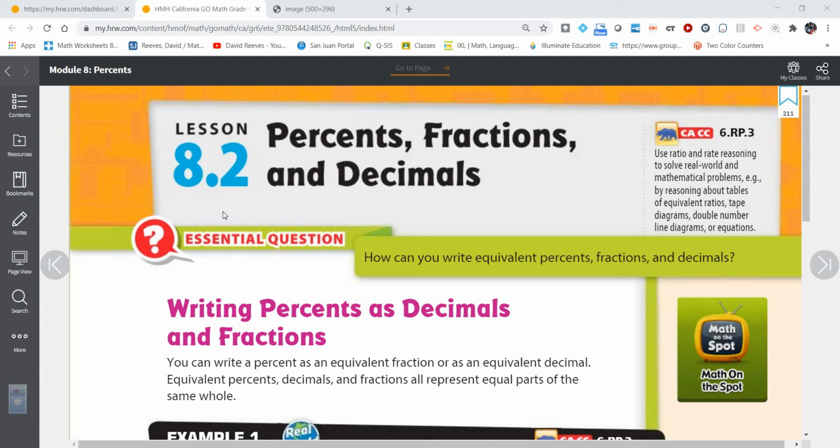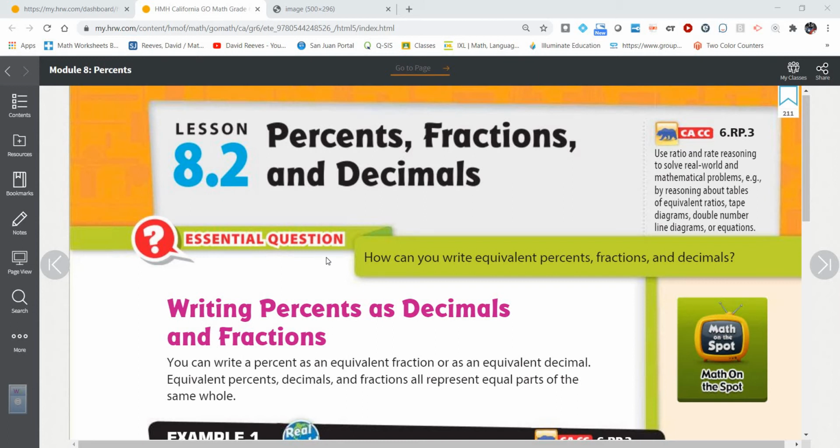Well, hey everybody, Mr. Reeves back with you again, and today we're looking at percents, fractions, and decimals. So our goal is to be able to represent a number, a ratio, as any one of those three versions, a percent, a fraction, or a decimal, and to convert between them. So if I give you a percent, you can give me it as a fraction and a decimal. If I give you a decimal, you can give me a fraction, percent, etc., etc.